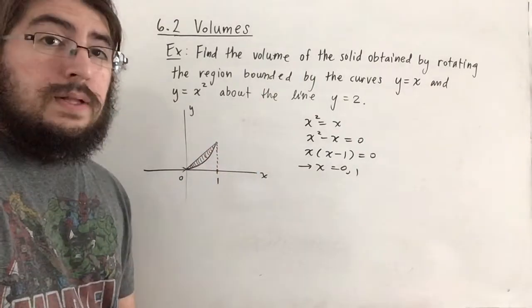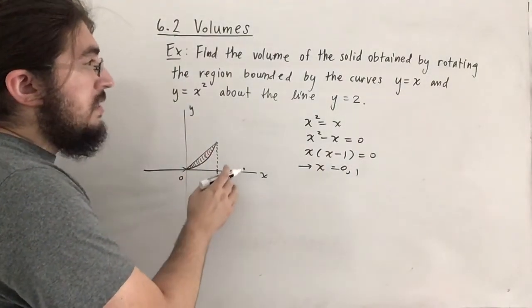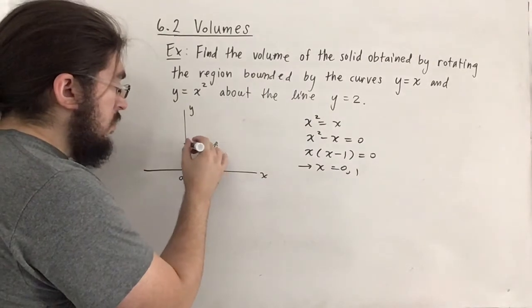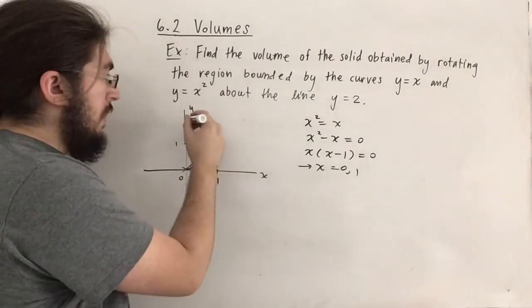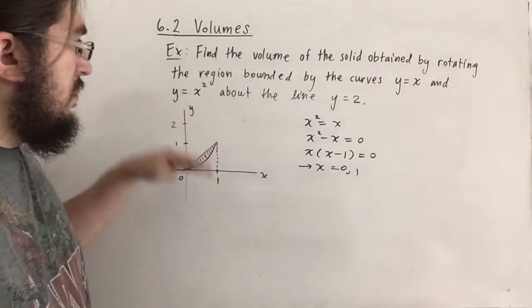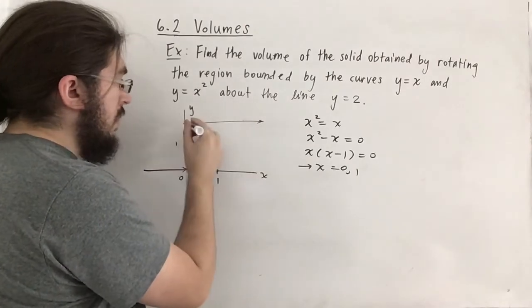And we're going to rotate it about the line y equals 2. Now, if you plug 1 in for each of these, you get 1 squared and 1, they're both 1. So the y value here is 1. But we're rotating about the line y equals 2. Now, I probably didn't give this enough height to do the image justice, but the line y equals 2 is, of course, this horizontal line.